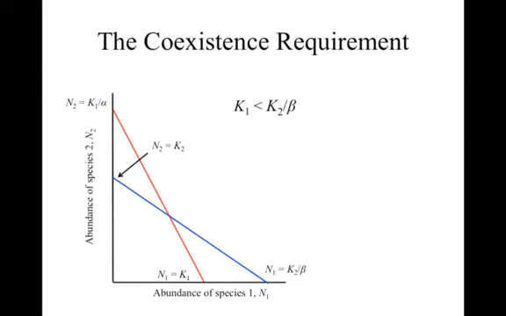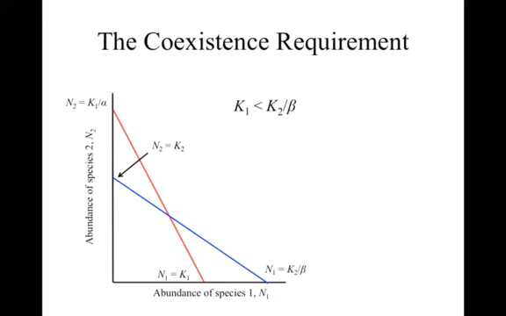If I take a look at my x-axis first, I need K1, that place where the red line intersects the x-axis, to be less than K2 over beta, which is where that blue line intersects the x-axis, right? I need K1, where the red line intersects the x-axis, to be less than K2 over beta, which is where the blue line intersects the x-axis.